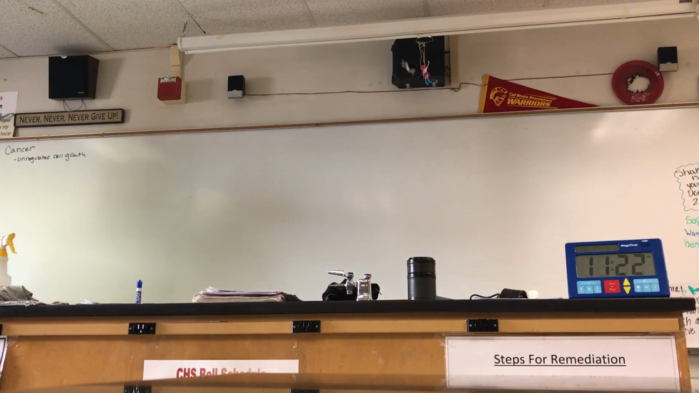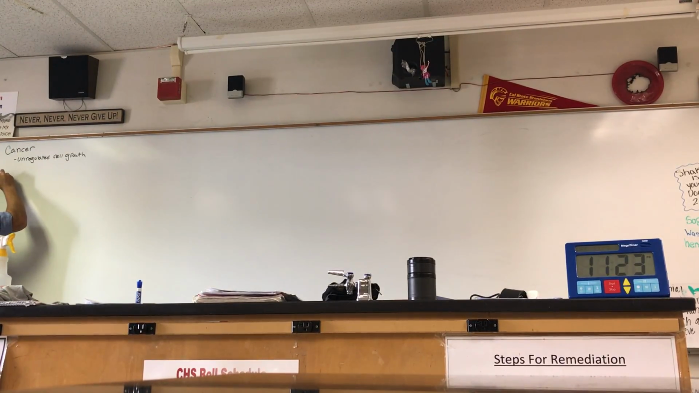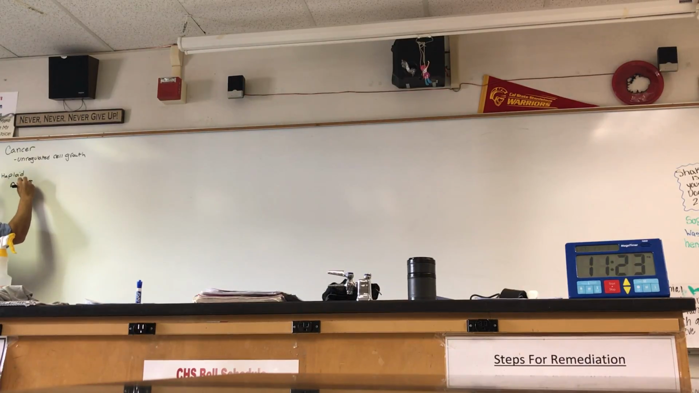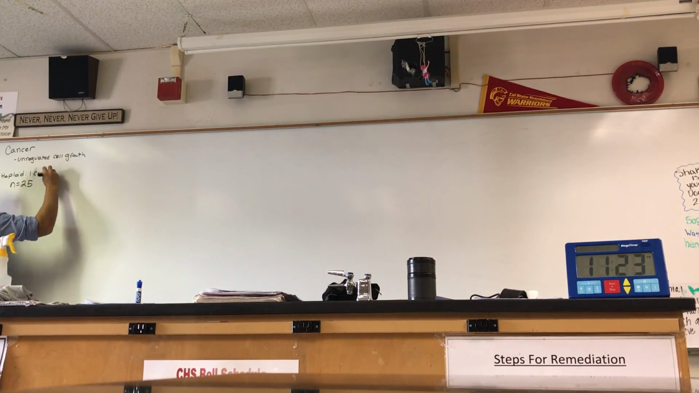Now we're going to step into mitosis and meiosis, but we have to talk about haploid and diploid. So I've got this term haploid. If an organism is haploid, how many copies of each chromosome does it have? One. I represent that by saying N equals and then the number of chromosomes. Let's say for this organism, N equals 25. So it's going to have one copy of each chromosome.